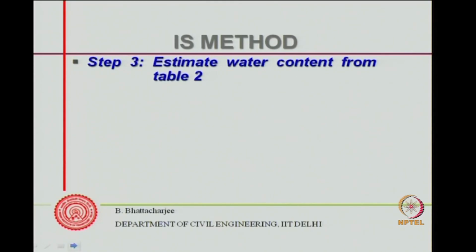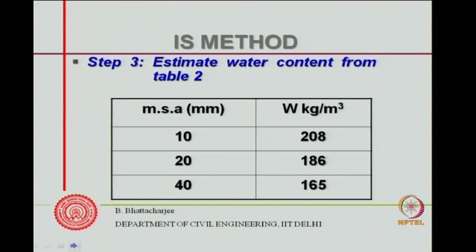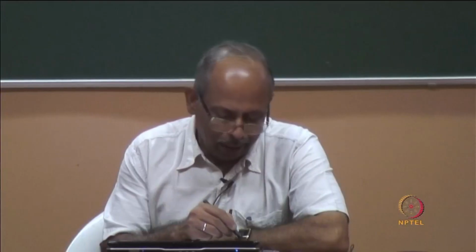Then next is to estimate water content from Table 2 of IS 10262. This table gives us the water content in kg per meter cube of concrete depending upon MSA, and I am using MSA 20 mm. So, this is the line. 20 mm MSA as prescribed earlier, and therefore my starting water content is 186. Now, this is meant for the slump of 25 to 50 and crushed coarse aggregate.